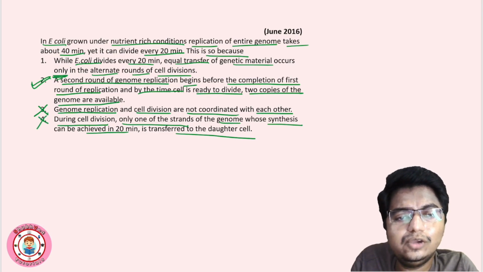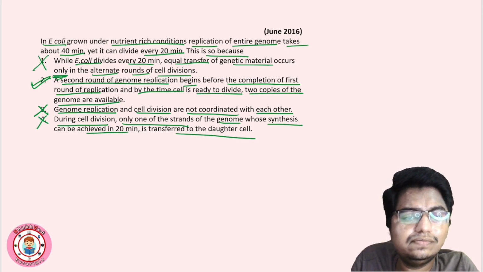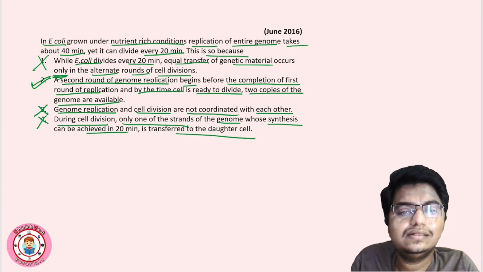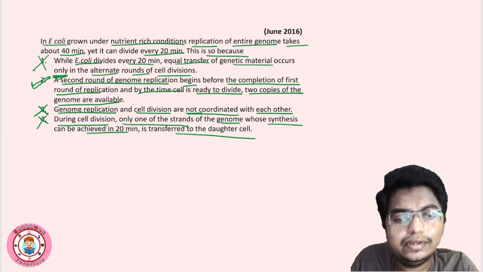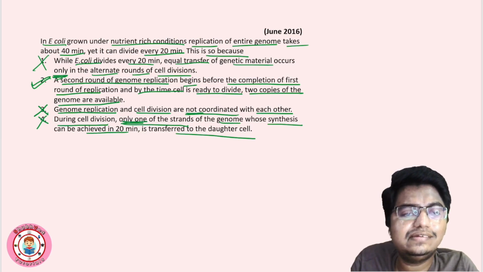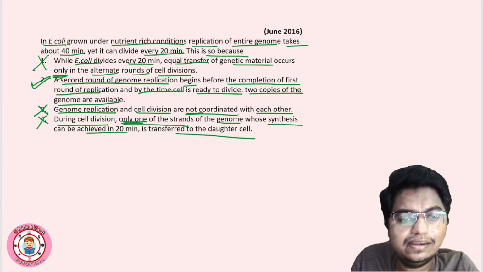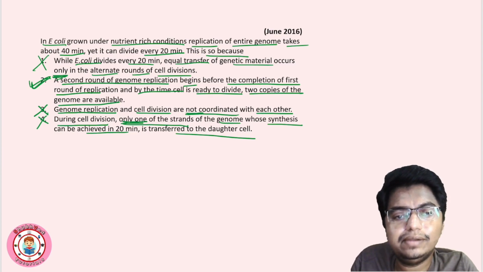These are not accurate statements, as well as the first one: only in the alternate round. Not coordinated. Then only one strand. These are extreme statements. They are not true. Second, when you read carefully, you can understand this is a very accurate statement, right?